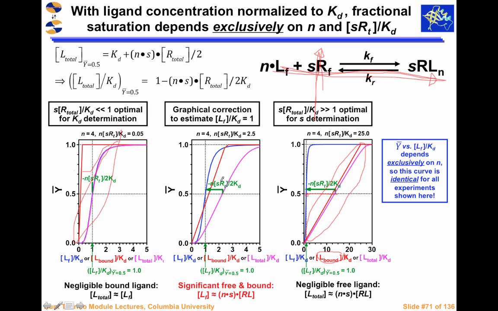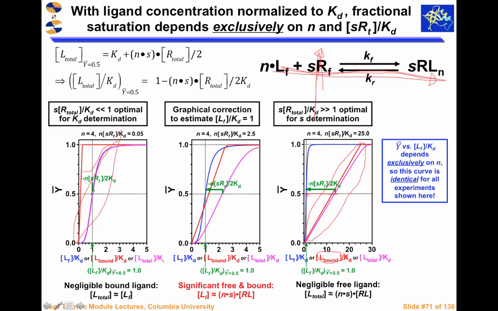The blue curves here are all identical. These are absolutely identical blue curves because we've normalized LF to KD. This is a universal binding curve that depends only on cooperativity. This happens to show n equal 4. If n were 2, it would be more sigmoidal. If it were 1, it would be less sigmoidal, but the principle would be the same. The fractional saturation as a function of free ligand depends only on cooperativity. For a given receptor with a given degree of cooperativity, these blue curves are going to be identical.